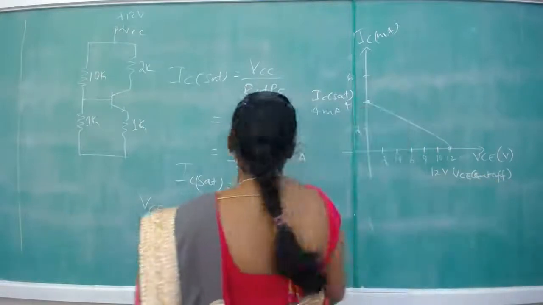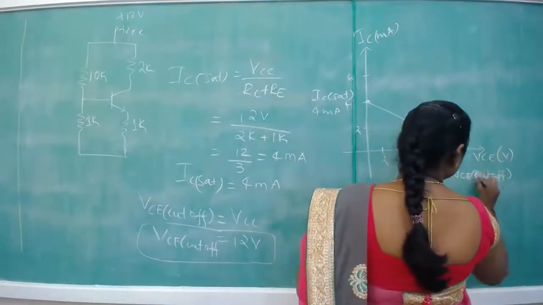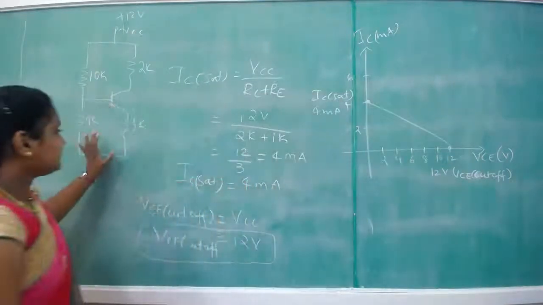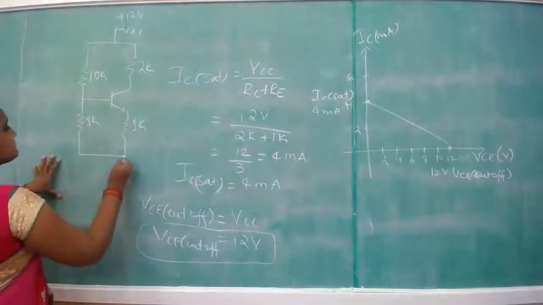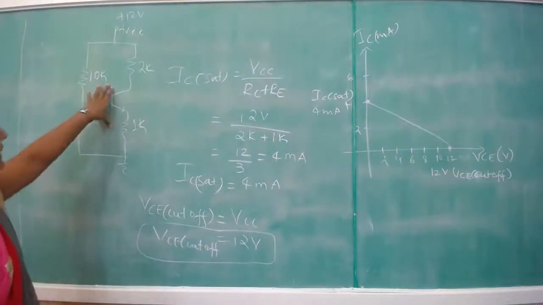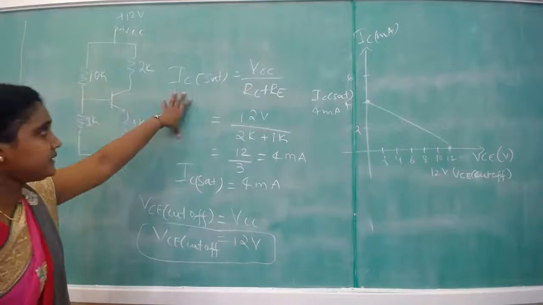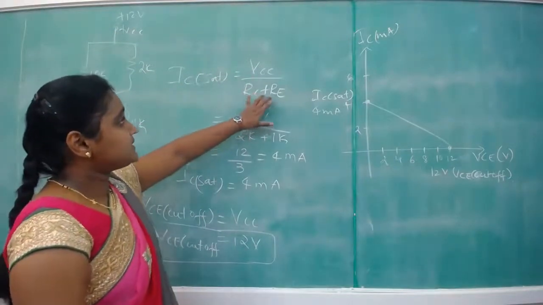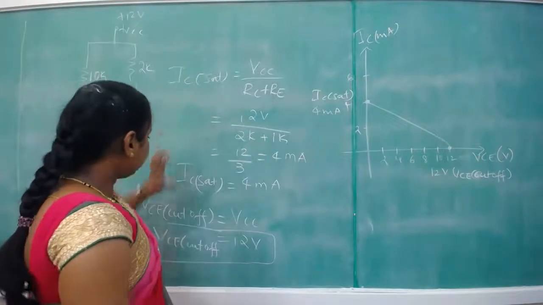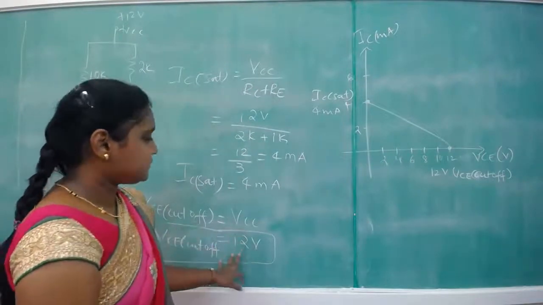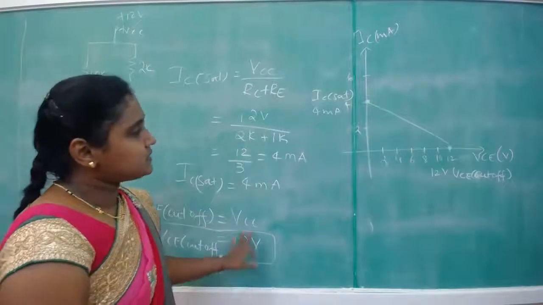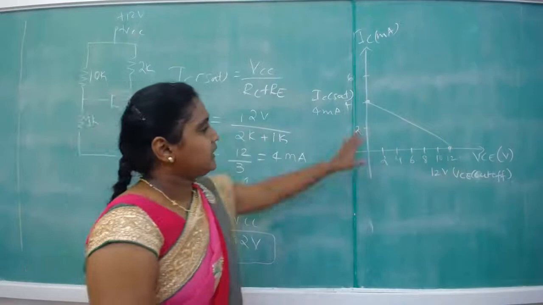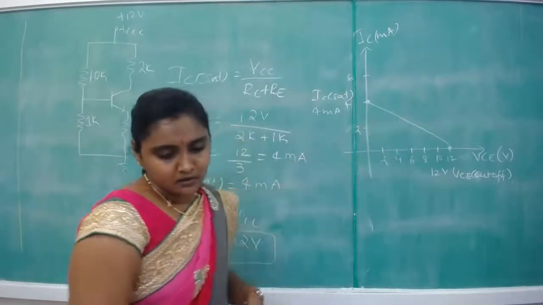Okay. So this is the solution for this given question. Voltage divider bias is given. They are asking for the two endpoints. The two endpoints are given by VCC by RC plus RE for IC SAT, and VCE is directly equal to VCC. That gives you 12 volts. So the 2 points are 12 volts and 4 milliampere.